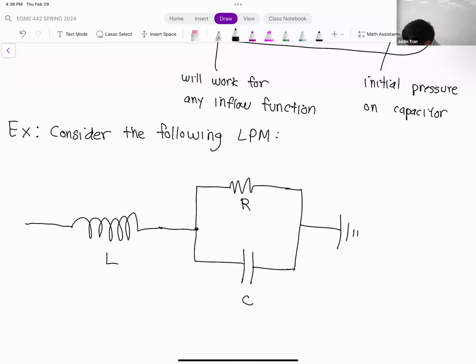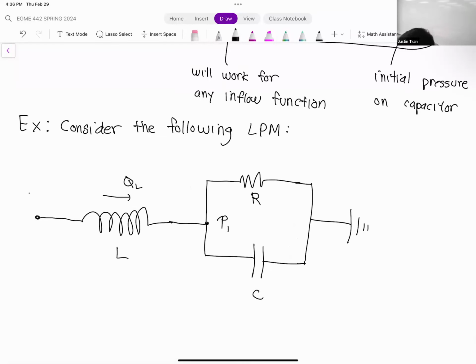Okay. So just like before, we're going to label the pressure at this junction right here P1. That's something that's going to come out of our equation. So the pressure at that inductance. Another thing that we're going to label here is QL. QL there is going to be the flow over the inductor. And then our upstream boundary condition is going to be different here. So instead of an inflow boundary condition, we're going to have an inlet pressure boundary condition. So this is going to be PI of T, where PI of T is the inflow pressure.